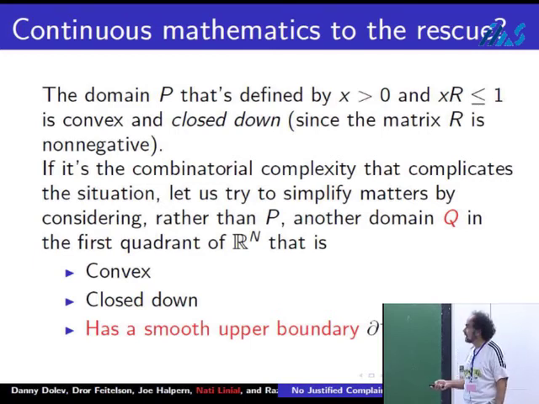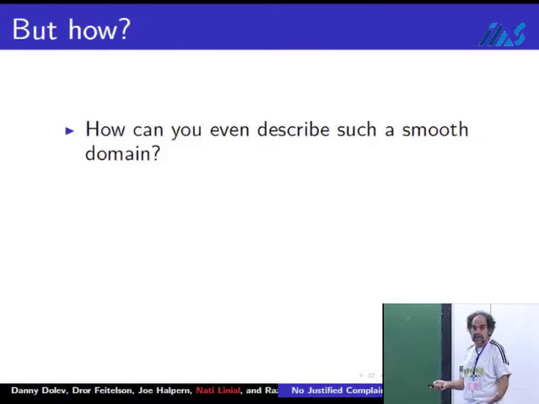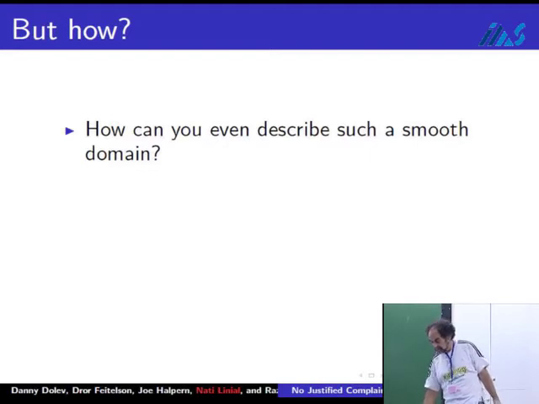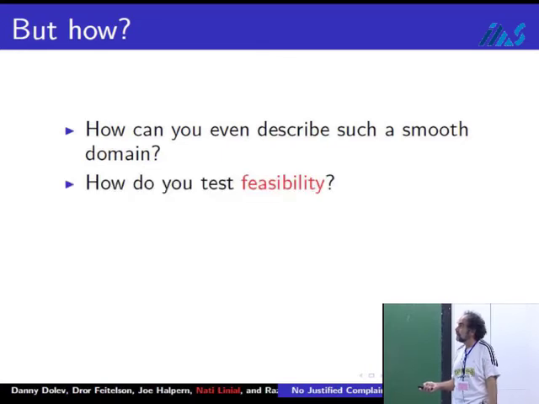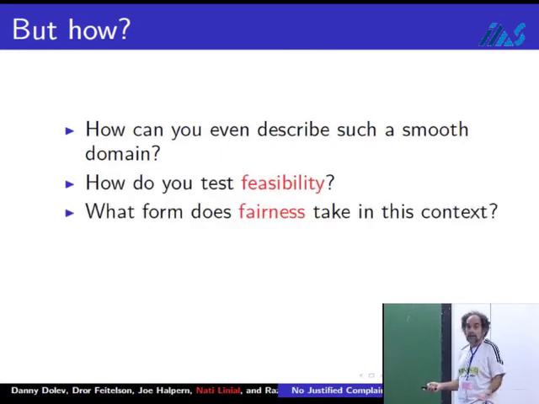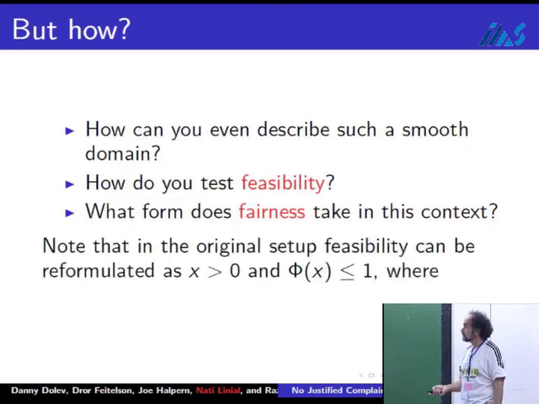Okay, sounds perhaps a little strange, but as you will see, this immediately raises more questions than answers. But let's see, the situation is quite good, but it takes a little thinking to get there. But so let me first raise the questions that come up. How do you even describe this domain Q? How do you test feasibility? What happens to fairness? Previously we said that bottlenecks are determined by the set of facets on which your X lies. What happens to all these things?